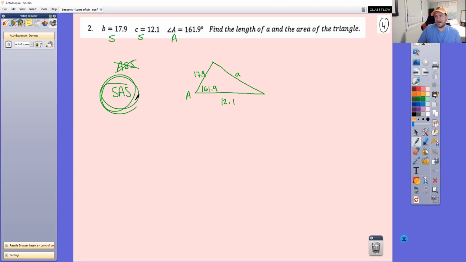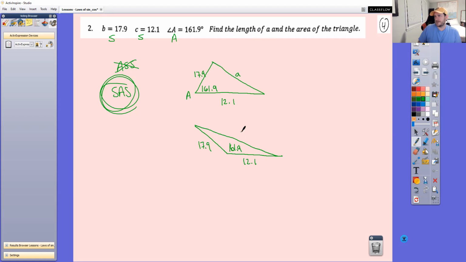And SAS again is one of those sets of information that will always lead to exactly one unique solution. So you don't have to worry about this being the ambiguous case. By the way, I'm aware my drawing is garbage. The 161 will be this big obtuse angle anyway, 161.9. And the only reason that's worth mentioning is because you now know that 17.9, I mean 12.1.